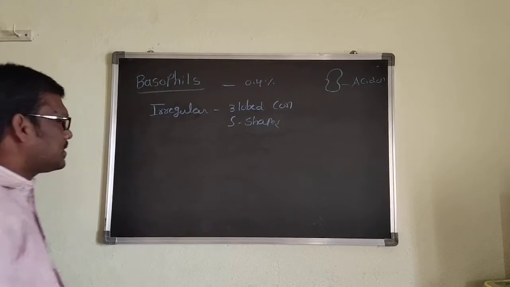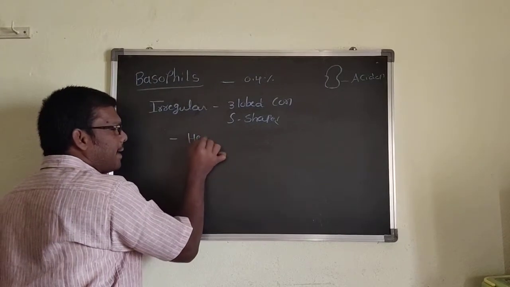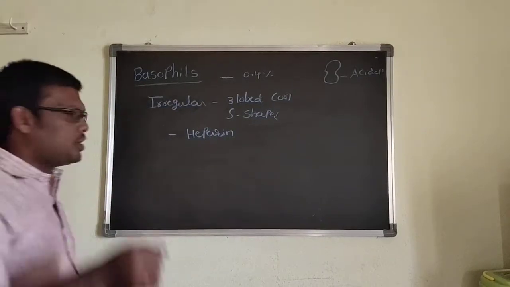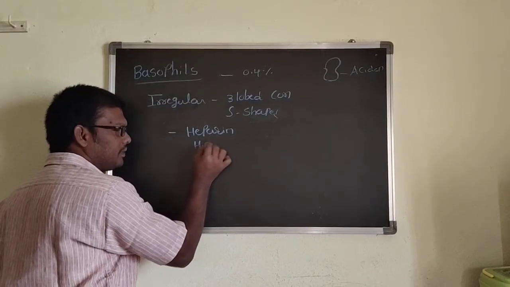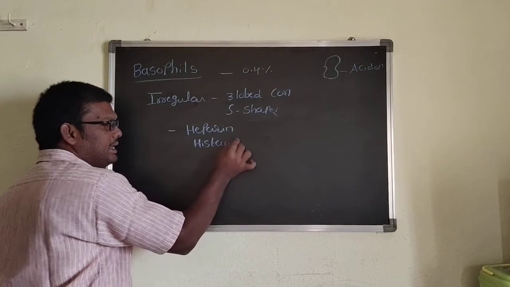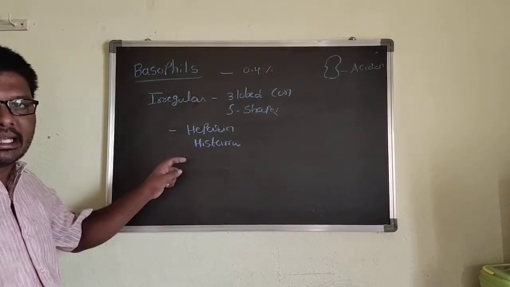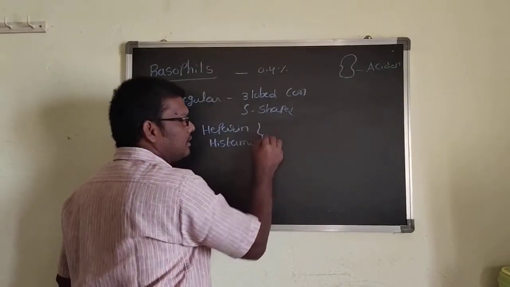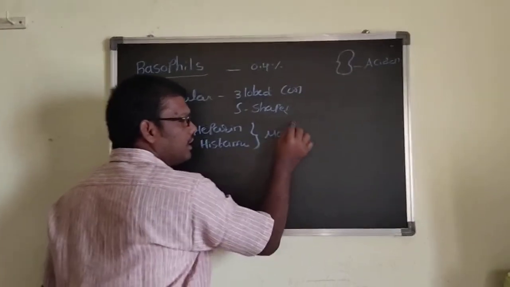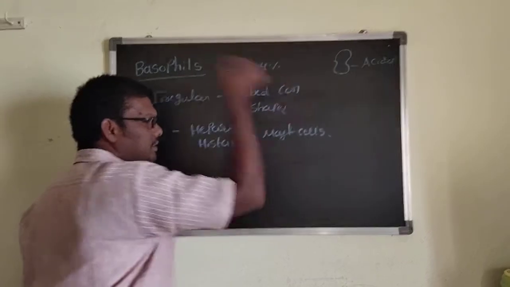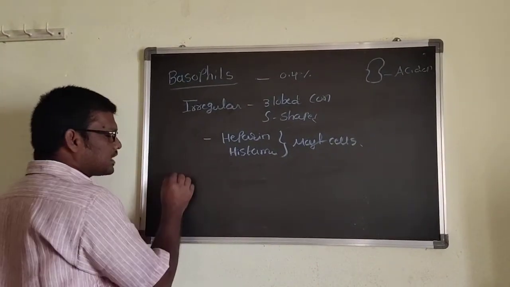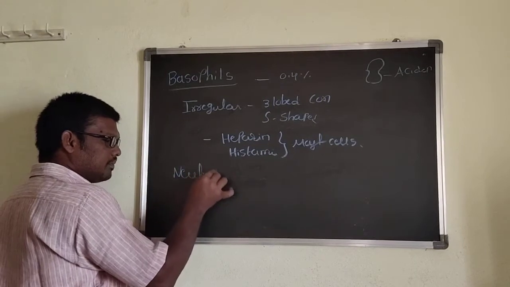These basophils can produce heparin and histamine. I already said in areolar connective tissue, heparin and histamine. Heparin is an anticoagulant, histamine is a vasodilator. This will be stimulated by what? Mast cells. Stimulated by mast cells. Now, the next one is the neutrophils.